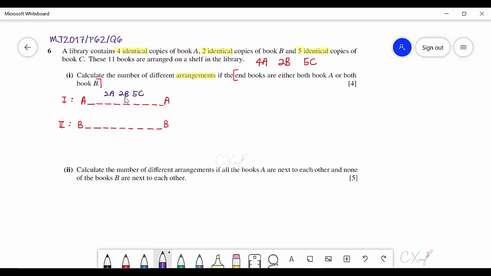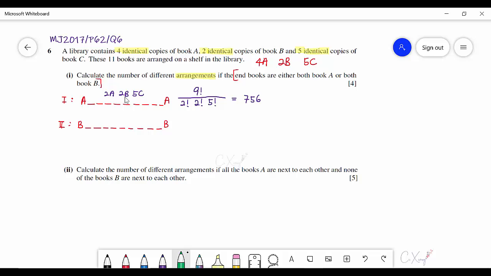So we have 9 items, which means we want to have 9 factorial. But out of the 9 books, there are some identical books. I have 2 identical A, therefore divide by 2 factorial. I have 2 identical B, so I divide by 2 factorial also. I have 5 identical C, therefore I have to divide by 5 factorial. So this is how we get the number of arrangements of these books. I have 756 for this case.